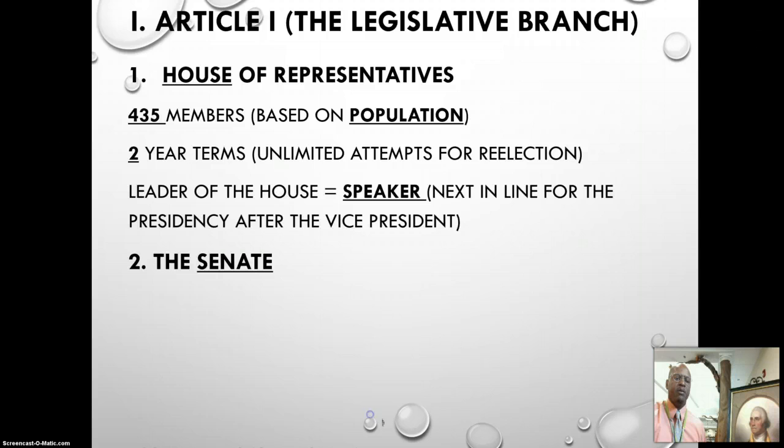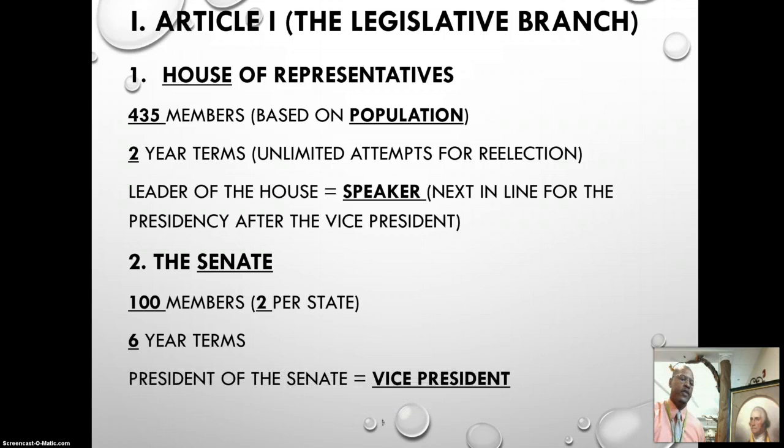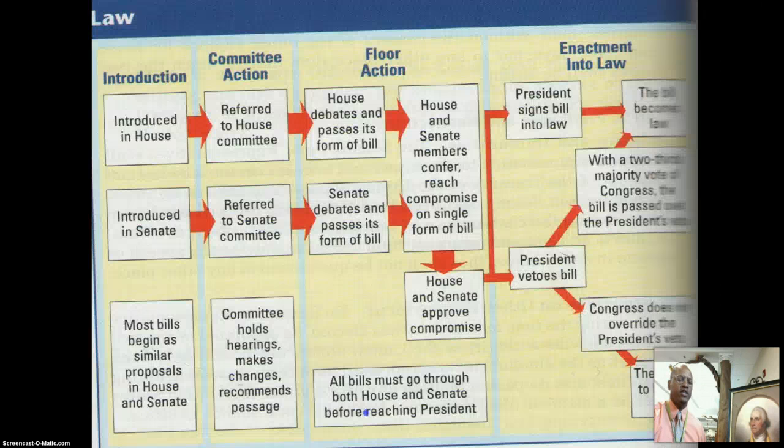Now, the Senate is made up of 100 members. Remember, the Senate is related to the New Jersey Plan. The New Jersey Plan wanted equal representation, so this is part of the compromise where there are two per state, and since we have 50 states, that gives us 100 members. They serve six-year terms, and the leader of the Senate is our vice president, who presides over the Senate. In total, we have 535 representatives in our nation.